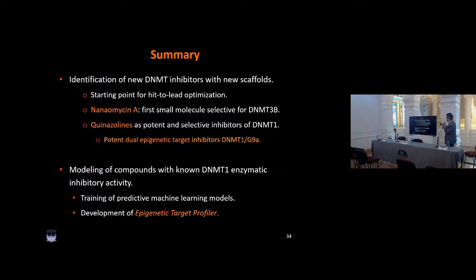One of those hits, very interesting, is nanomycin, a selective inhibitor for DNMT3B, and those quinazolines that inhibit DNMT1 and also have reported activity for G9A. And in the first part, I just showed how we are using these public data to develop predictive models, and some of these models have been implemented in the public Epigenetic Target Profiler.